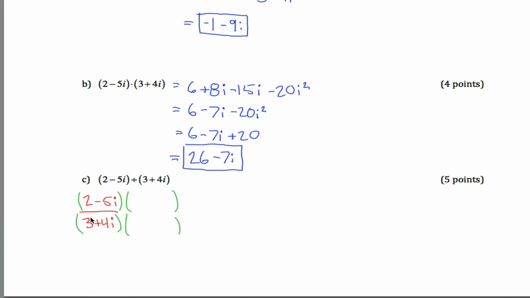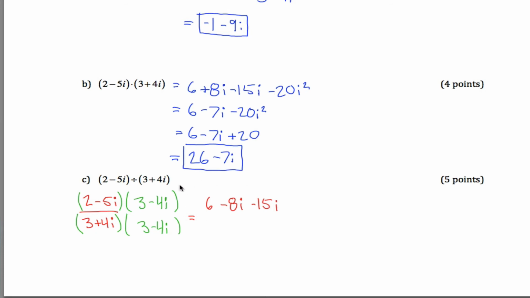So the conjugate is the same as this thing, except you switch the sign in between the two terms. So instead of 3 plus 4i, it would be 3 minus 4i. And if I multiply that to the bottom, I better multiply it to the top also, so I'm not changing the value of this fraction. And if you do that, see up top, 2 times 3 is 6. 2 times -4i is -8i. -5i times 3 is -15i.